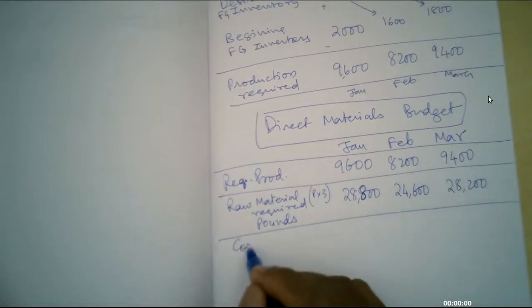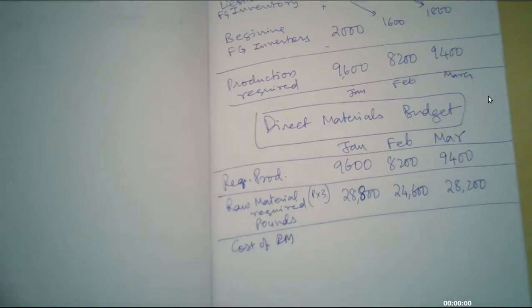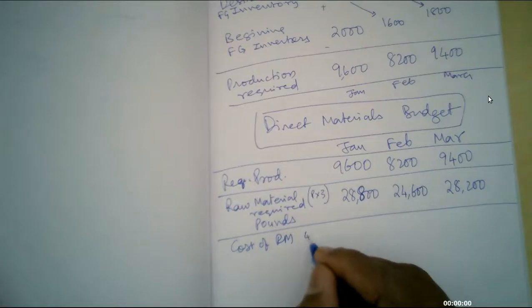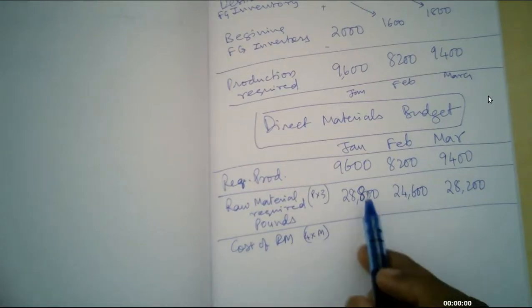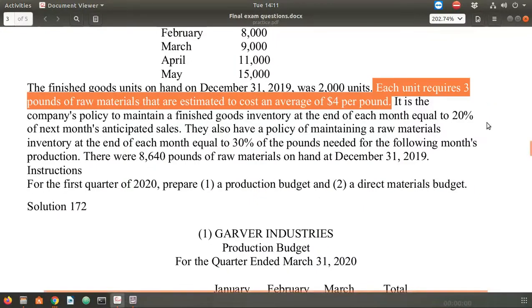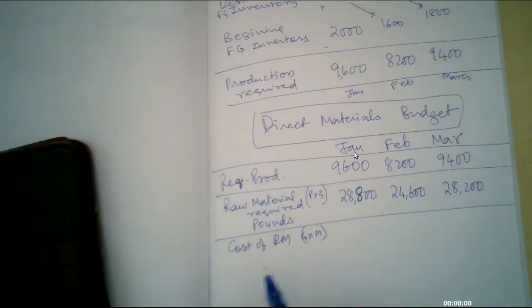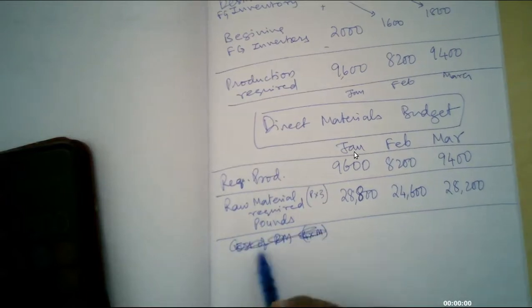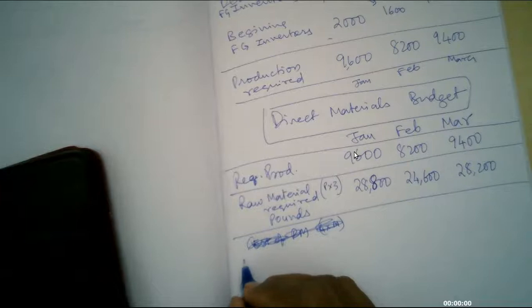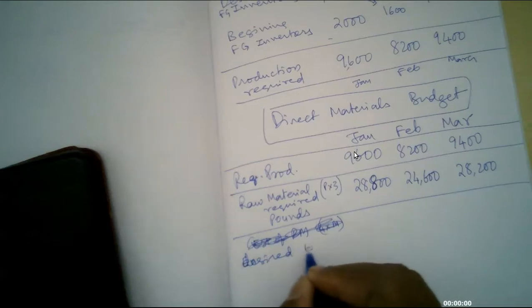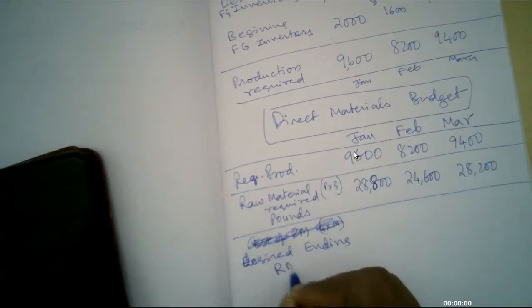Now what is the cost of raw material? $4 per pound, so 4 times that. Whatever is there here, multiply by 4, right? Because here it is given $4 per pound. But before that, I think we need to consider something. Not now itself, so this line I'll remove. First I will write the desired ending RM inventory.